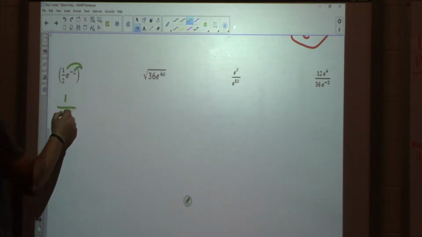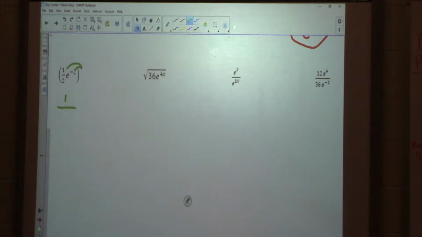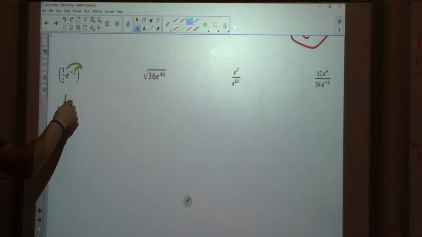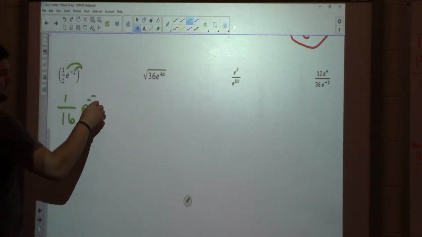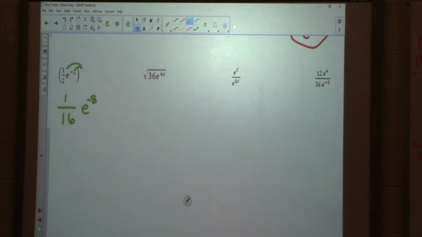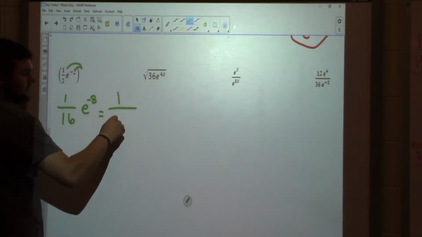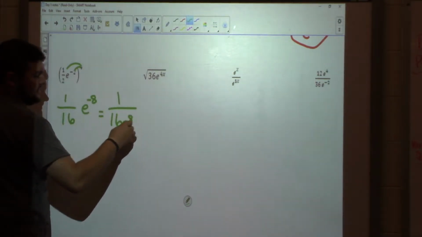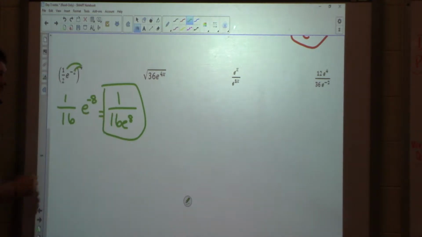1/2 to the 4th power is going to be what? 1 to the 16. 1 over 16, right? If I distribute both the 1 and the 2, I get 1 over 16. E to the negative 8th. Well, negative exponent means flip it, the denominator. 1 over 16 e to the 8th. Good?